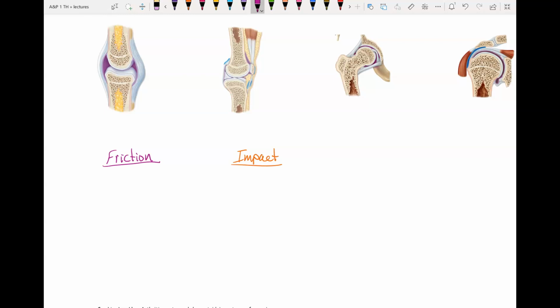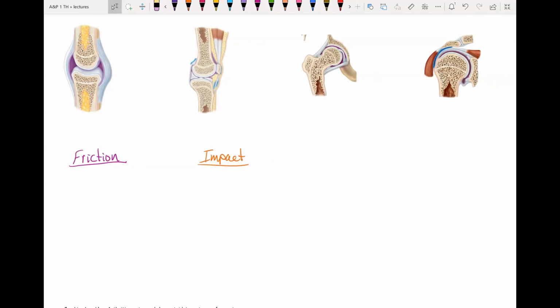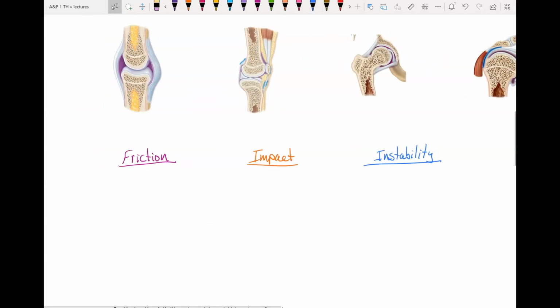Think about walking, running, jumping. You're putting a lot of force and impact on your joints. And due to all this moving around and such, you get instability. It can be hard to hold the joints together because when you're moving, they could come out of socket or come out of their joint, dislocate. So we'll look at the solutions to this. For friction, one solution you have is your articular cartilage.